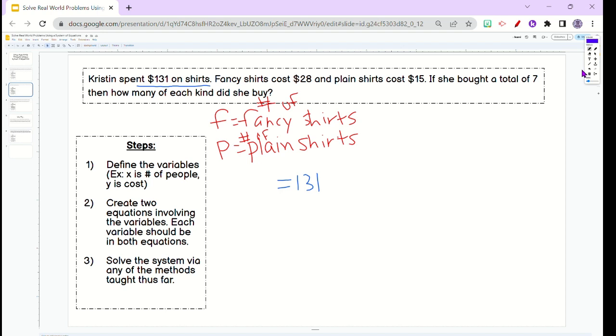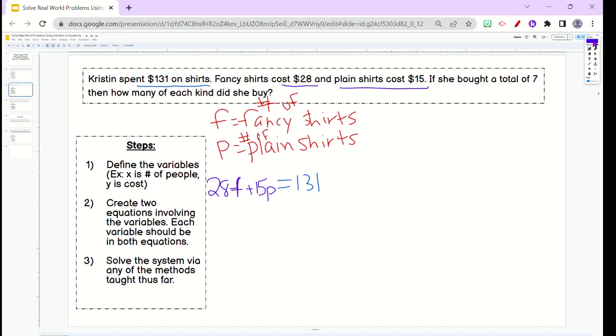Kristen spent $131 on shirts. Fancy shirts cost $28. So we are going to show this by doing 28F because each fancy shirt cost $28, and we don't know how many fancy shirts she bought, so it's just 28F. And then here, plain shirts cost $15, so we're going to do plus 15P is equal to 131. Alrighty, so that is the first equation.